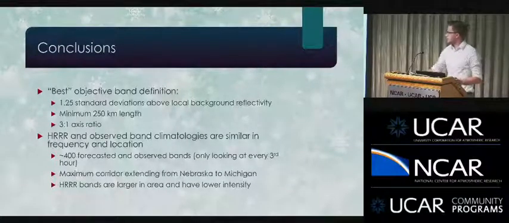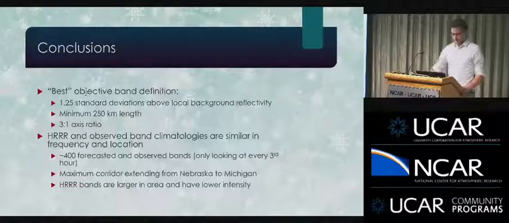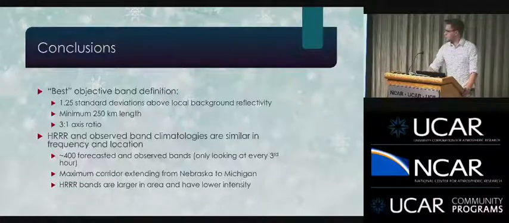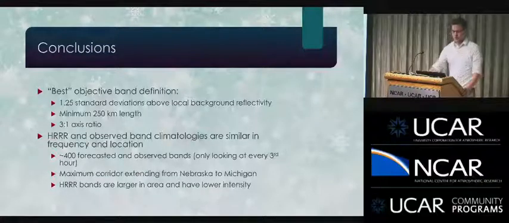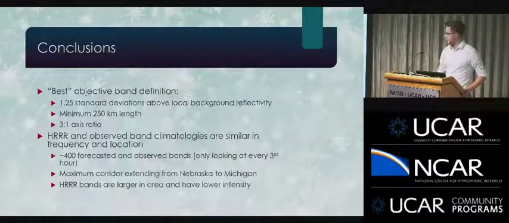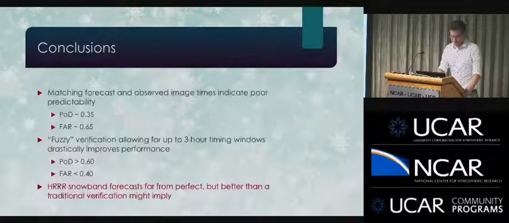So in conclusion, the best objective band definition we could come up with was 1.25 standard deviations above the local background reflectivity. We had a minimum 250 kilometer length and a 3-to-1 axis ratio. The HER and observed band climatologies are very similar in frequency and location, about 400 forecasted and observed bands when we only look at every third hour. They had the same maximum corridor extending from Nebraska to Michigan, but HER bands did seem to be larger in area and have lower intensity, which again is worthy of further investigation.